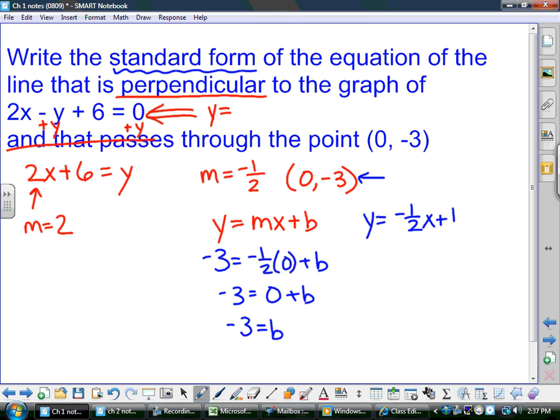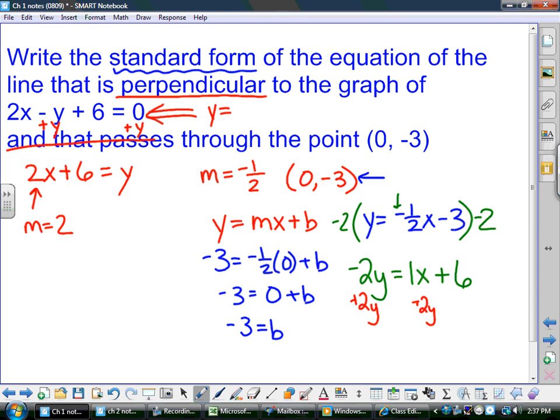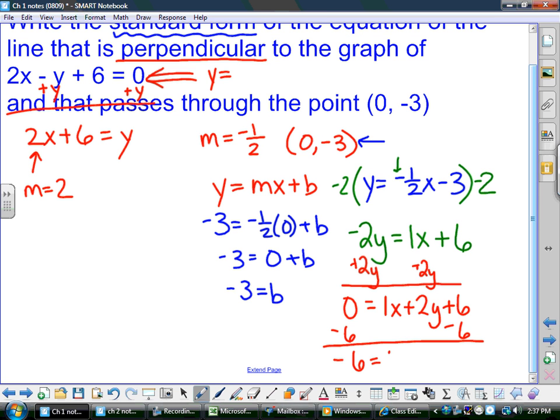So plugging in the slope and the y-intercept, we can see right away that the equation is y equals negative 1/2 x minus 3. I need to change that into standard form. So I need to get rid of the fraction. I'm going to multiply both sides by 2. And actually, I also want to get rid of the negative, so I'm going to multiply both sides by negative 2. Then I also need to get the x's and y's on the same side of the equation. And the constant on the other side. Now we have the equation of a line that is perpendicular to the given line and goes through the point 0, -3.